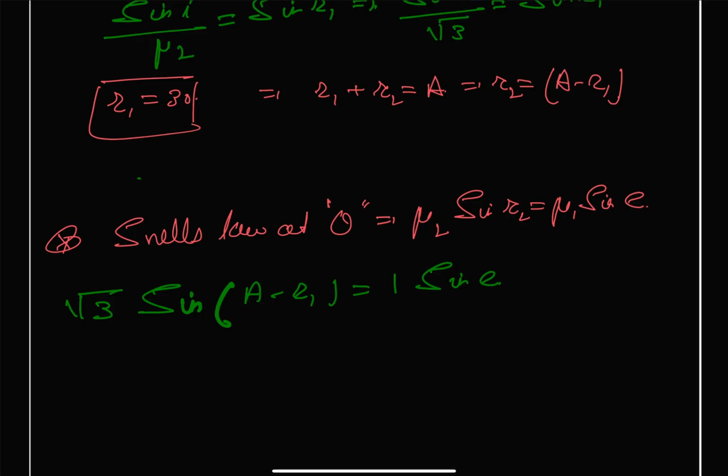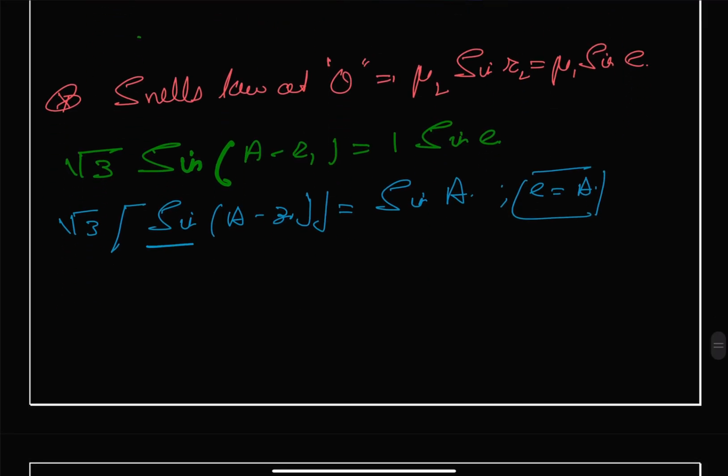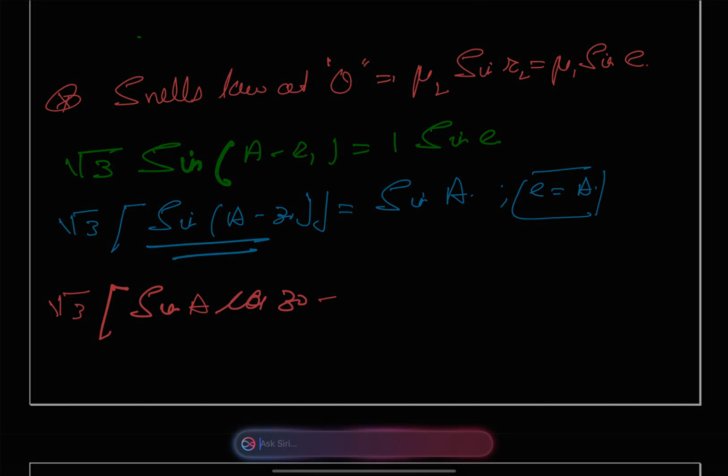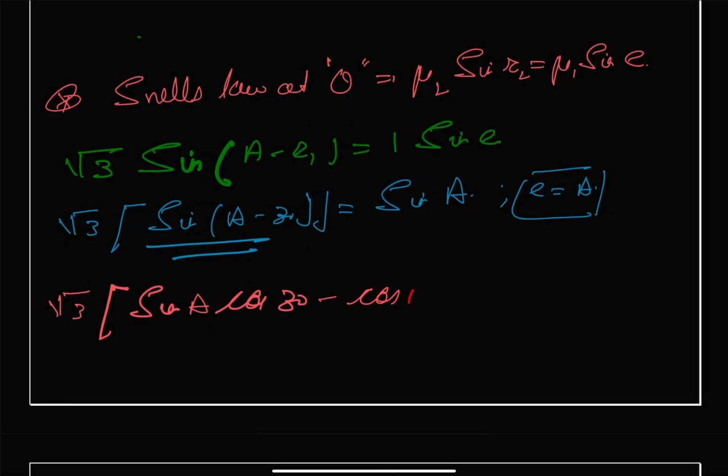So we can write this as square root of 3 and sine of A minus 30 is equal to, and E is equal to A, so this becomes sine of A because our E is equal to A. And when we open this trigonometric identity, we get square root of 3 times sine of A cos of 30 minus cos of A sine of 30 is equal to sine of A.